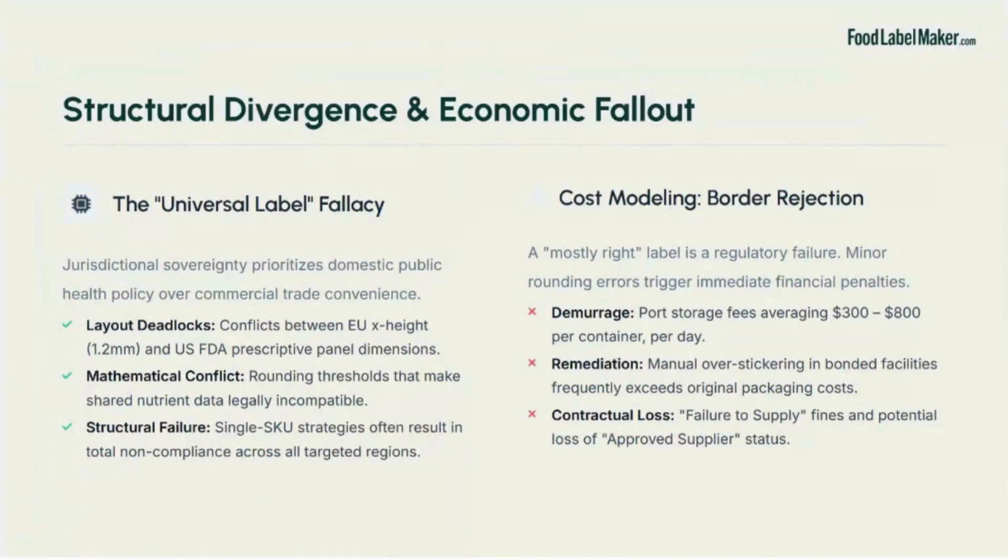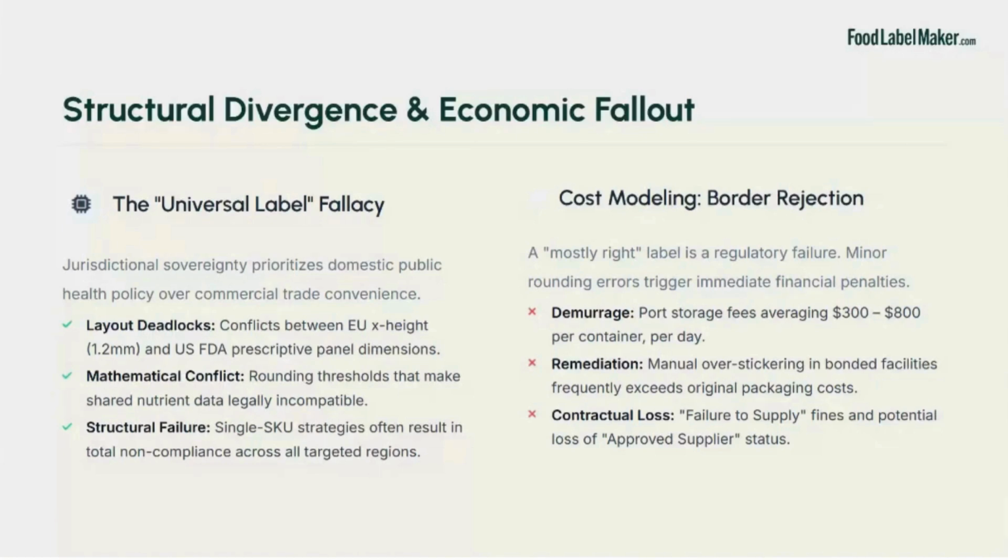So consider a container held at the border due to a minor rounding discrepancy, perhaps declaring 0 grams of fat when the destination market's threshold requires a decimal declaration. The financial fallout here is immediate. So you might face fees or you might be forced into manual relabeling in a bonded facility, where the labor and logistics oftentimes cost double the original packaging price.